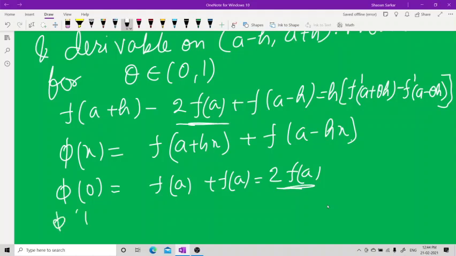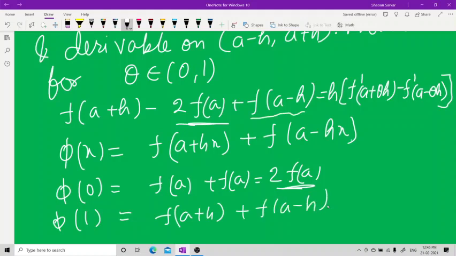And phi of 1, if you take, this will be f(a+h) plus f(a-h), which is this part and this part. This part is selected like this. And if you differentiate it, there will be a minus here, because of the differentiation of this whole function.